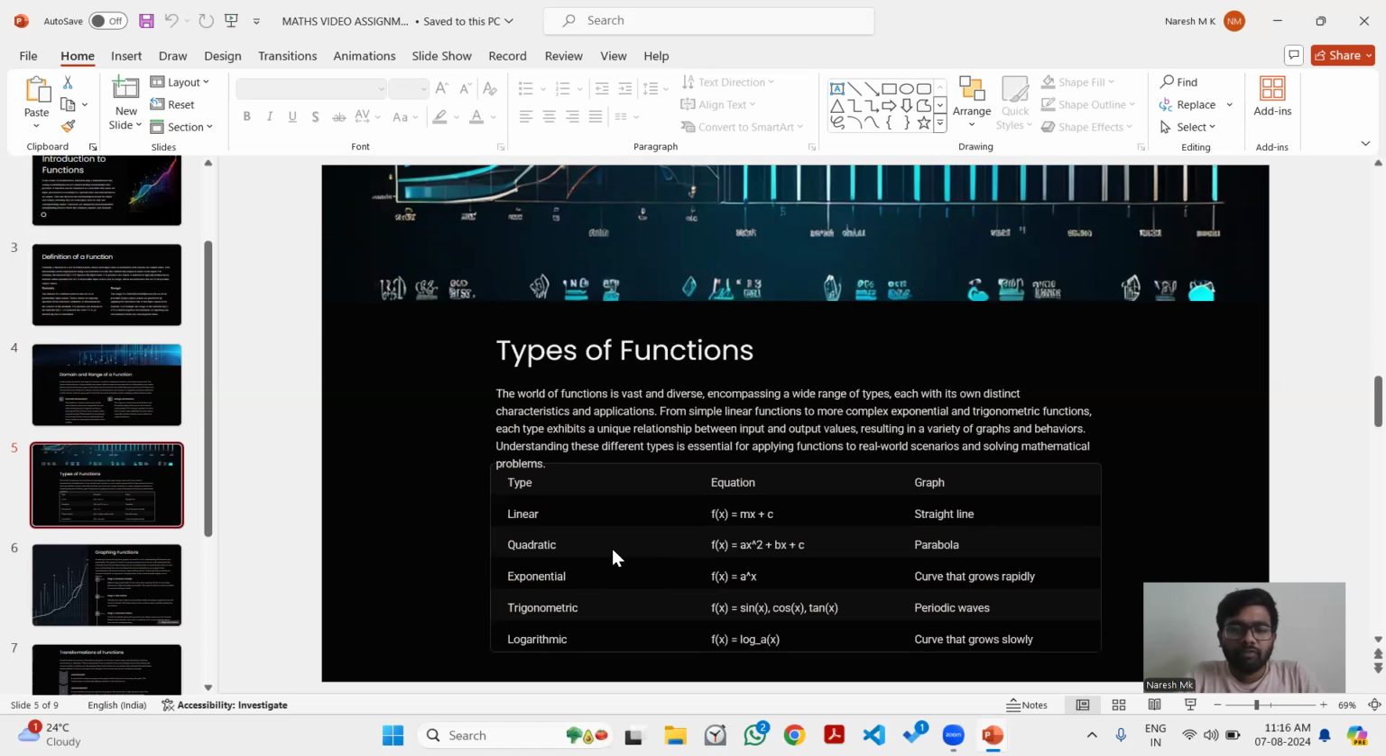Types, equation and graph. Linear contains the equation y equal to mx plus c and its graph is a straight line. The quadratic type contains f of x equal to ax square plus bx plus c, and its graph is a parabola. Exponential contains f of x equal to a to the power x, a curve that grows rapidly. And fourth one, trigonometric functions: sin x, cos x or tan x, whose graph is a periodic wave. And logarithmic, f of x equal to log of x, a curve that grows slowly.